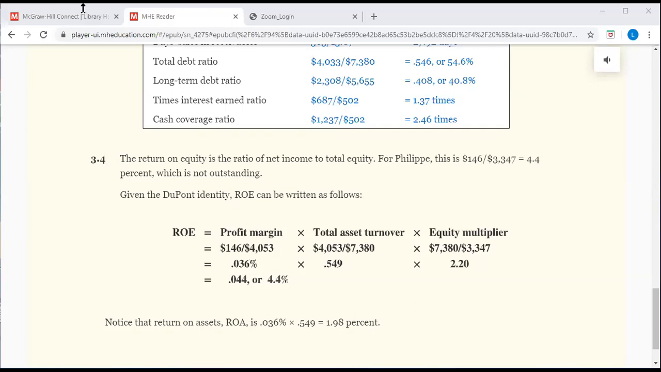Return on assets tells all of the investors, creditors, and stockholders. Overall, we used all your money and we got on average 1.98%. That's the way you could view it, that would have been the interest on their savings account.